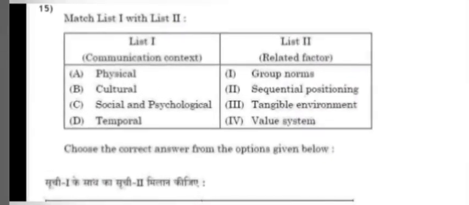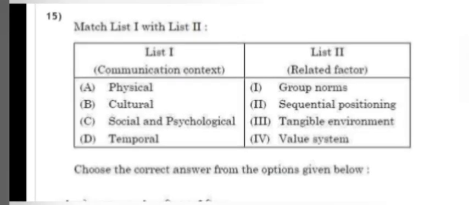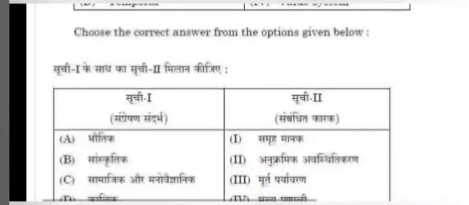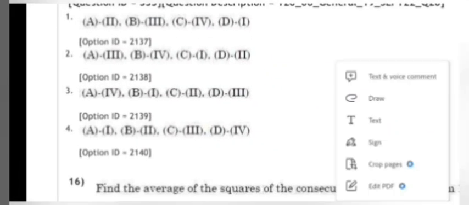Next is match list 1 with list 2. List 1 says communication context and list 2 says related factor. A, B, C, D: physical, cultural, social and psychological, temporal. Related factor leads to group norms, sequential positioning, tangible environment, value system. Now choose the correct option. It will be A1, B2, C3, D4.